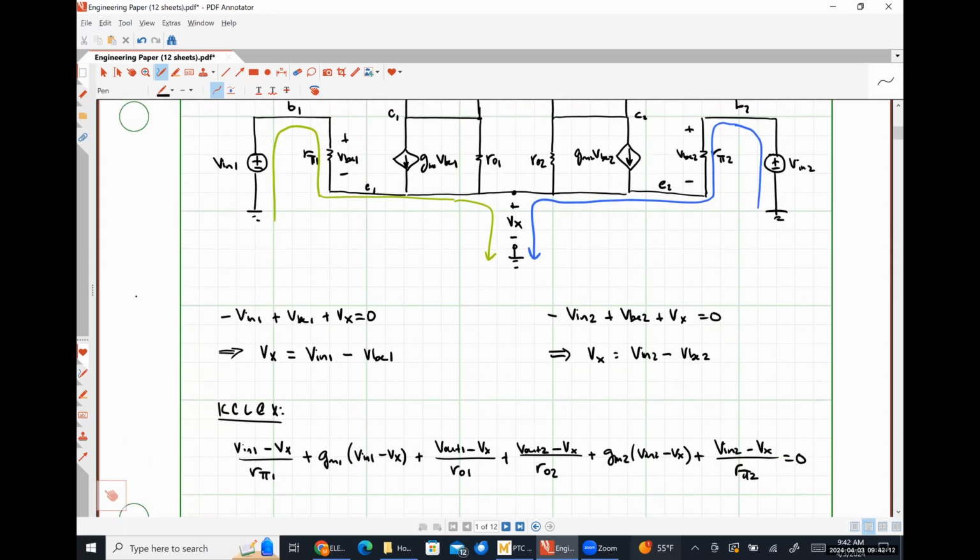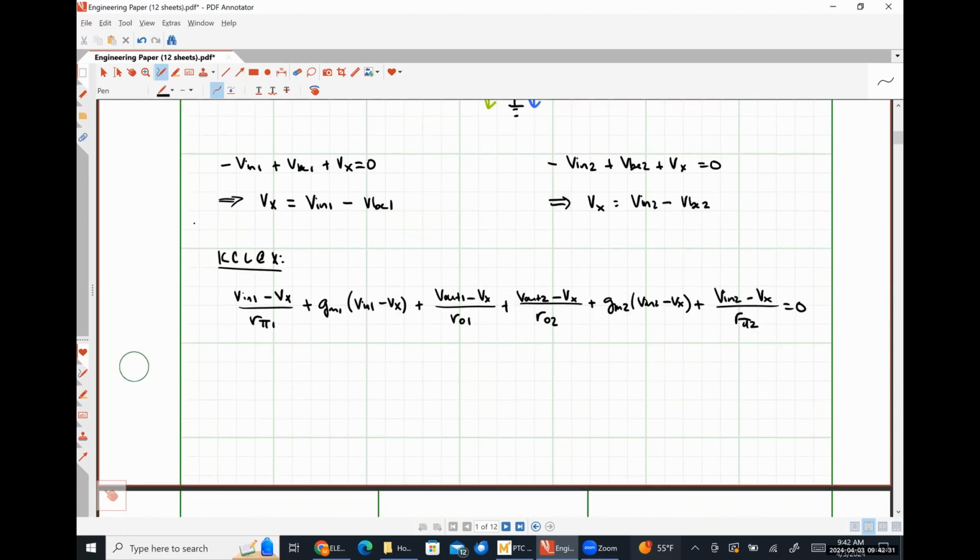So before we start messing around with this too much, is this okay? It's nothing more than application of Kirchhoff's current law at node X, where we're just saying all of the currents flowing into node X have to sum together to make 0. All right, so let's lump some things together.